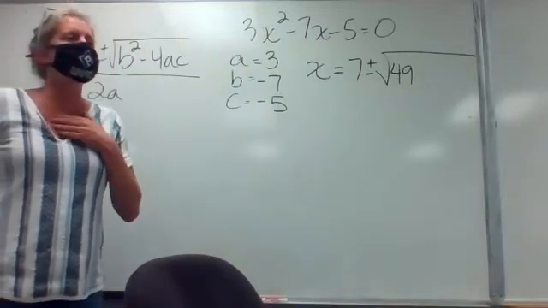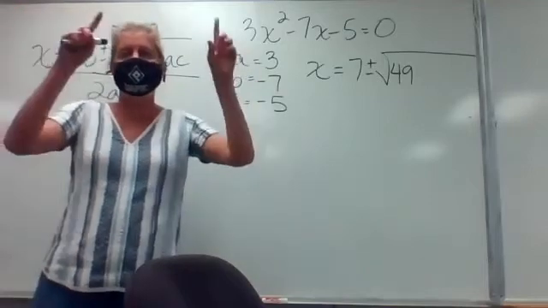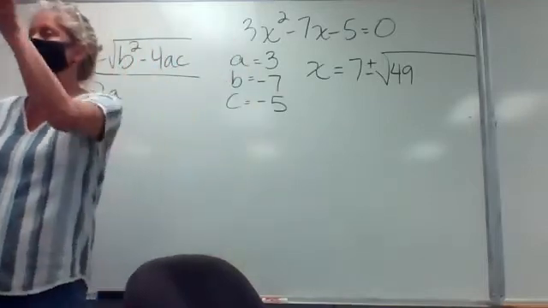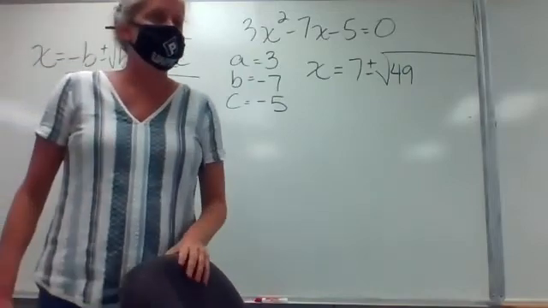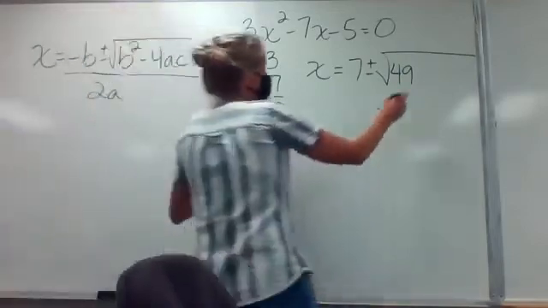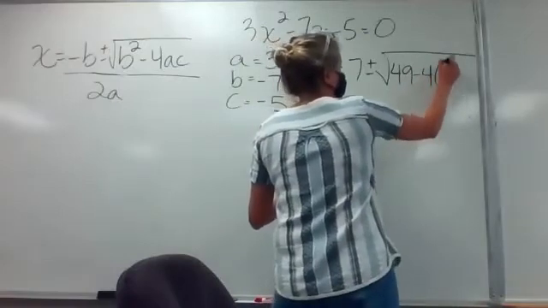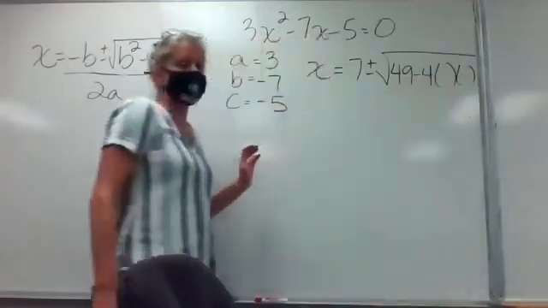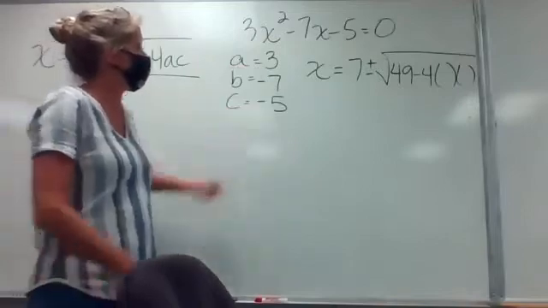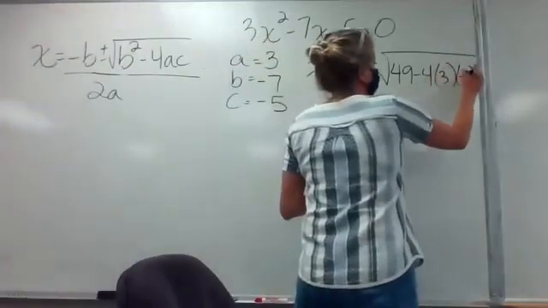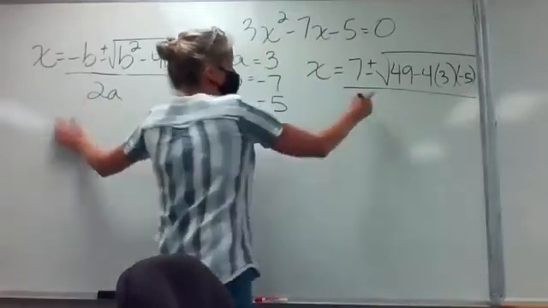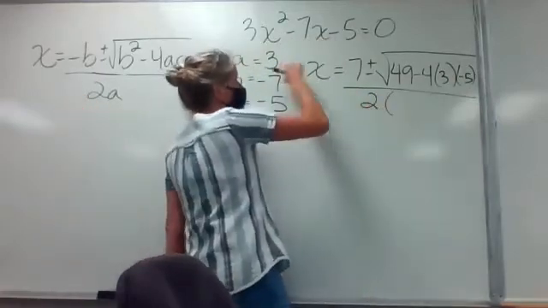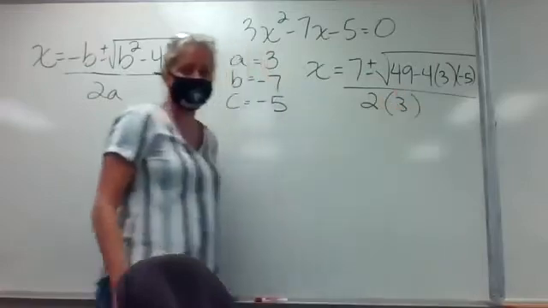If you square a negative number in your calculator, make sure you put parentheses around it. If you don't, if you just type in -7 and hit the squared button, it's going to tell you -49. Then the -4 that comes from the formula. And then your A and C, which is 3 and -5. And you put that all over your denominator, which is 2 times your A, which is 3.